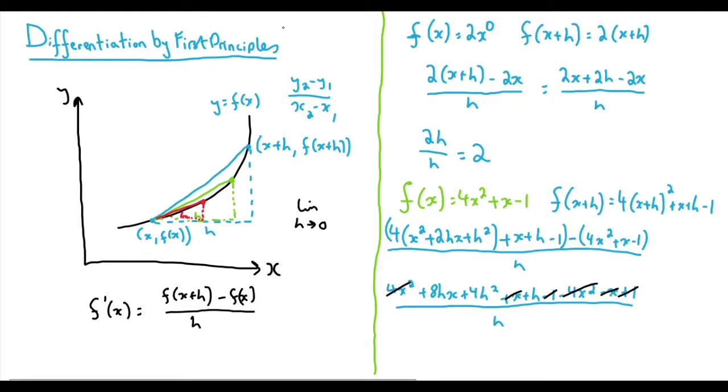So this has left us with 8hx plus 4h squared plus h. So dividing everything through here by h, you're left with 8x plus 4h plus 1. And for this, again, because h is limiting towards 0, this term here is going to disappear, leaving you with the differential of f(x) being 8x plus 1.